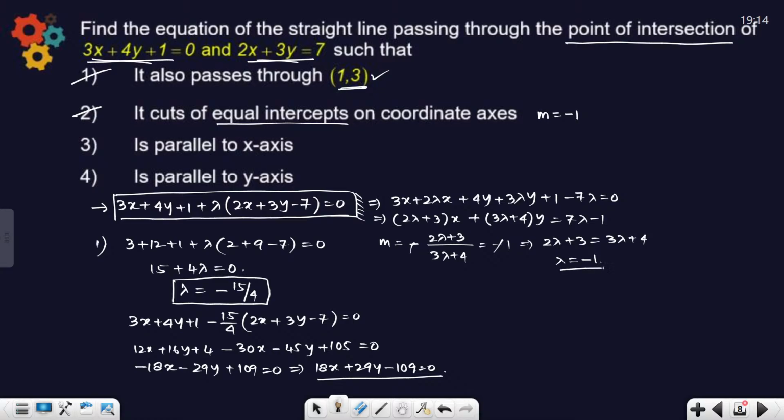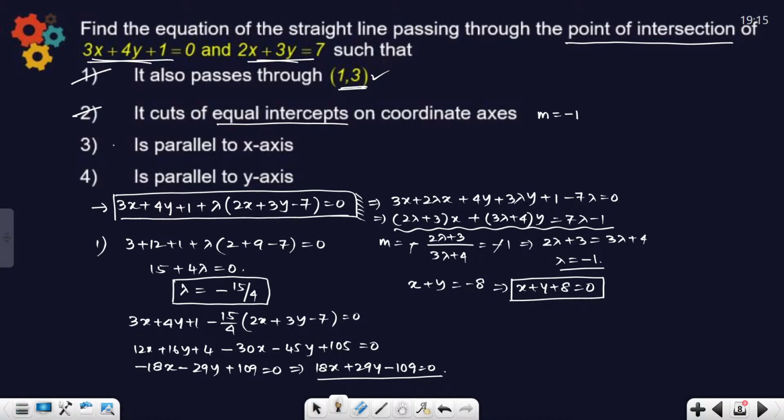So now you put lambda equals -1 in this given equation to get your required line. If I put lambda equals -1, we are going to have x plus y is -8. Or you can write this as x plus y plus 8 equals to 0. That's it. Is it clear? So this will be the equation of the line.